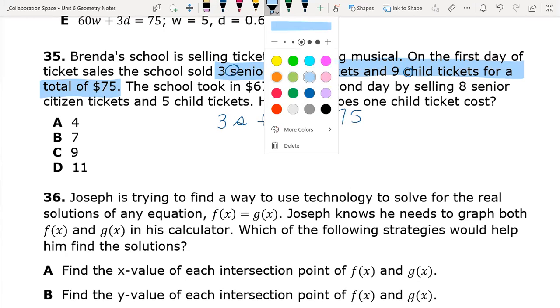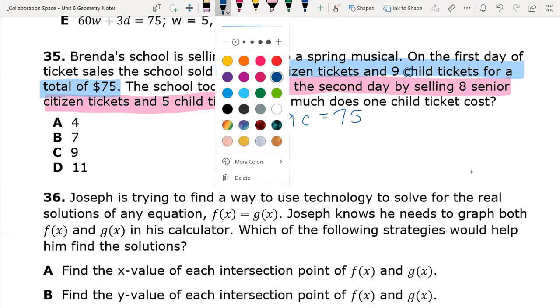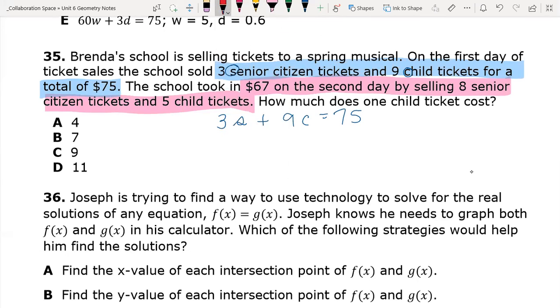Now the other sentence here: it had $67 on the second day by selling 8 senior citizen and 5 child tickets. So we're going to make an equation about that. 8 senior citizen tickets and 5 child tickets makes $67. So now we've got 2 equations.